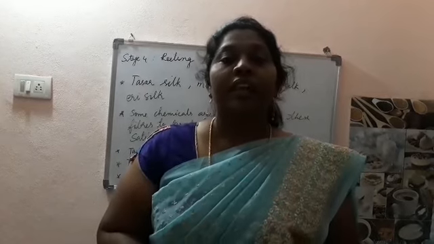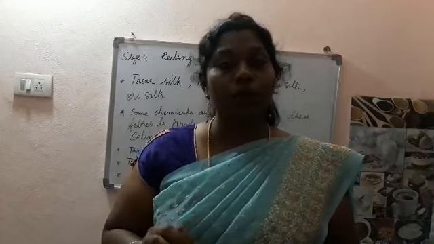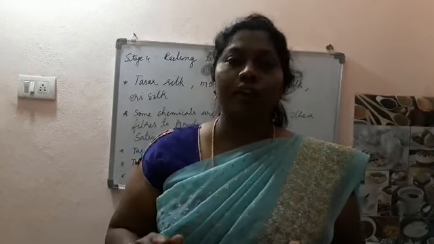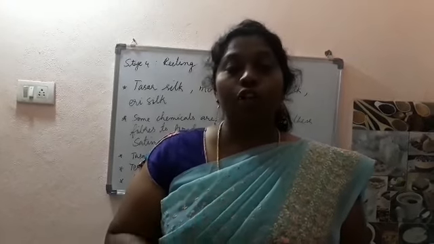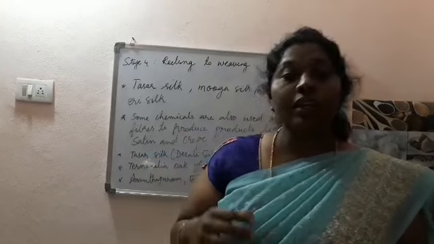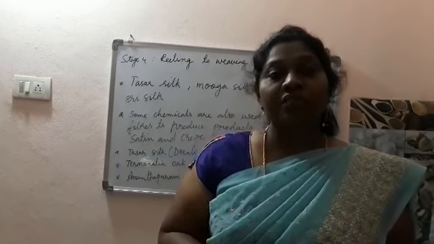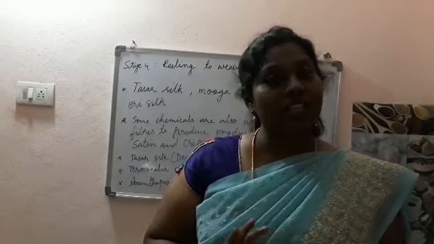Okay children. Third one, the silk, as I said, has some unique qualities like softness and shininess. They are very soft and strong also. They are soft, shiny and strong. Due to this character, they are used in the weaving industry to prepare saris. Especially silk is mostly used for preparing saris.